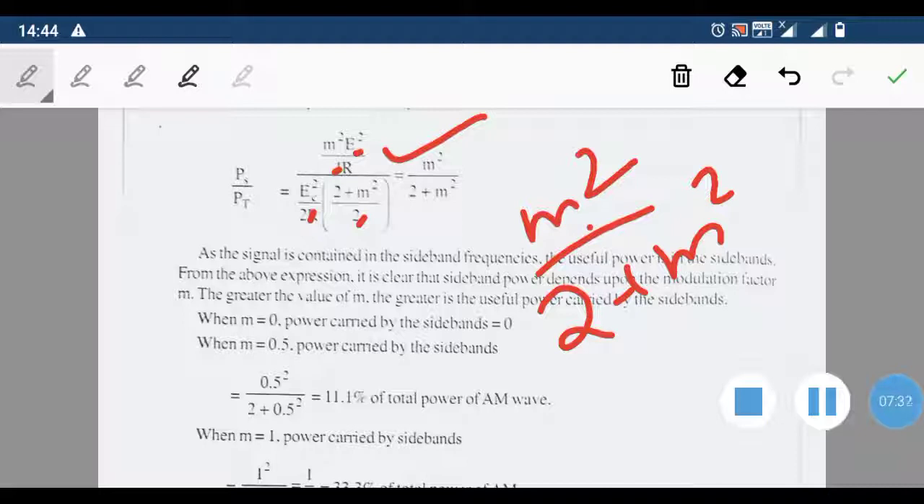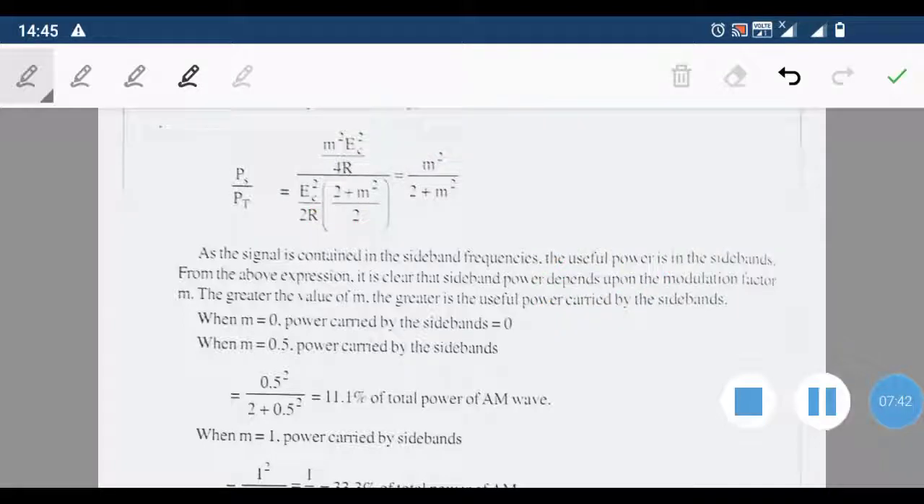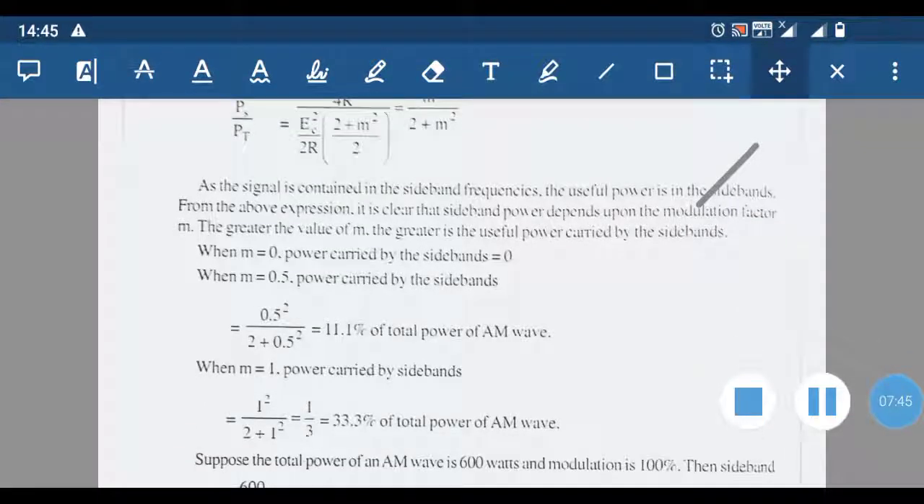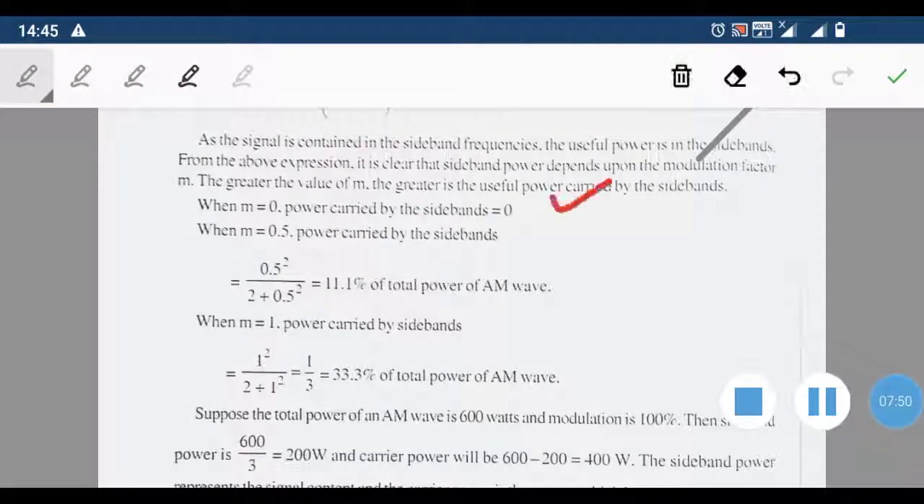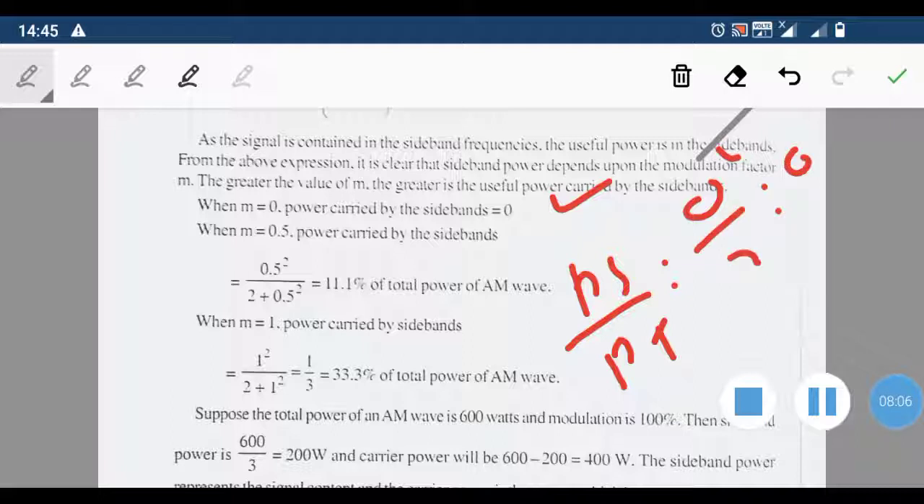So for the maximum value, suppose m is equal to 1, in that case the ratio of the power of the sidebands to the total power will be 1 by 3. For different values of m, we can find out the ratio of the power. When m is equal to 0, PS divided by PT is m square divided by 2 plus m square, that is 0 square divided by 2 plus m square, that is equal to 0. So in that case there is no power in the sidebands.